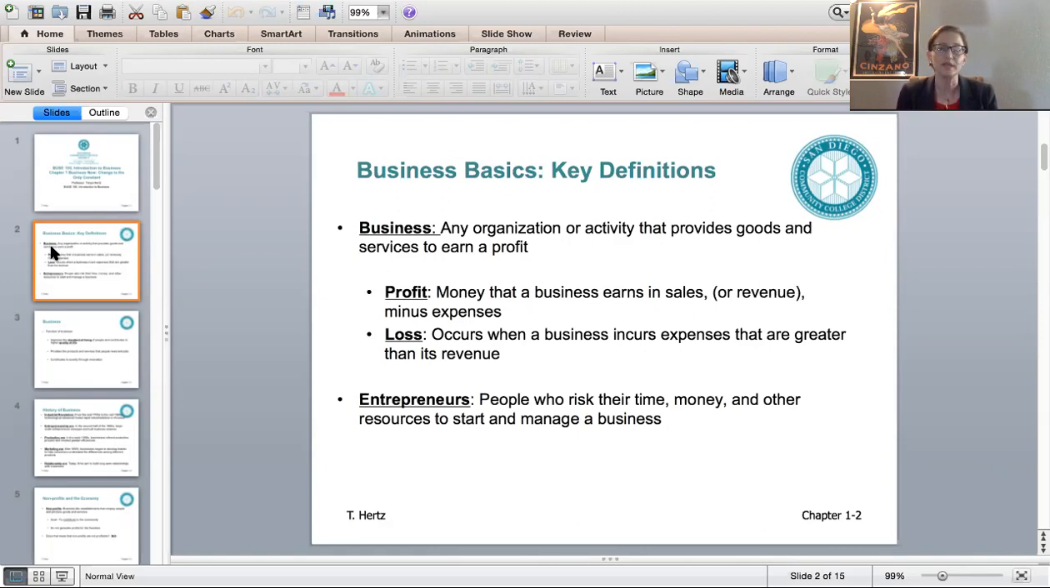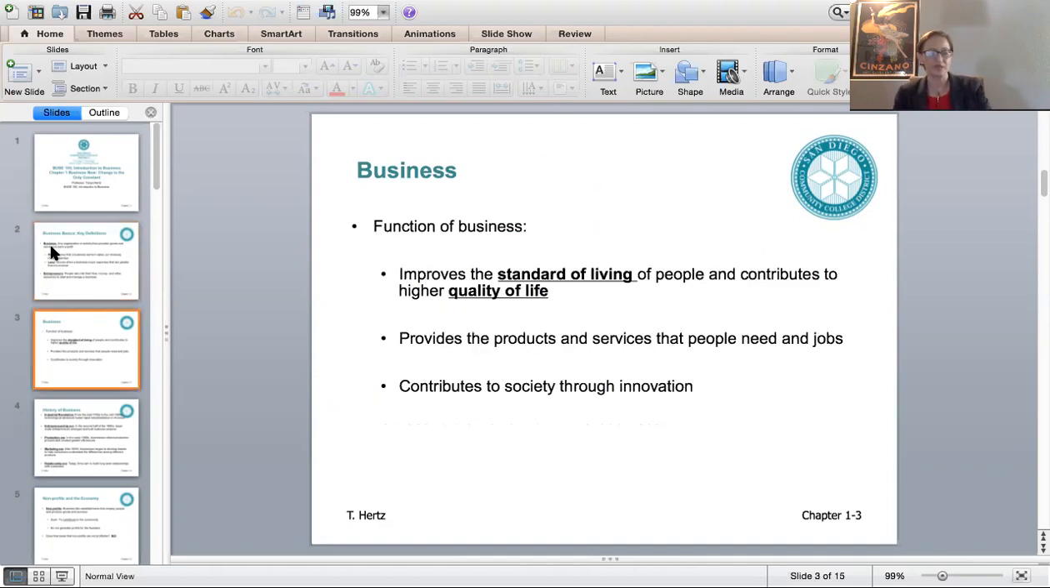In order to be considered an entrepreneur, so first of all, an entrepreneur is anyone who starts a business, somebody who risks their time, their money, any other of the resources they have to start and manage a business. And in order to be considered an entrepreneur, you must have ownership of the business. If you don't have ownership of the business, what are we called? We're called an employee, right?